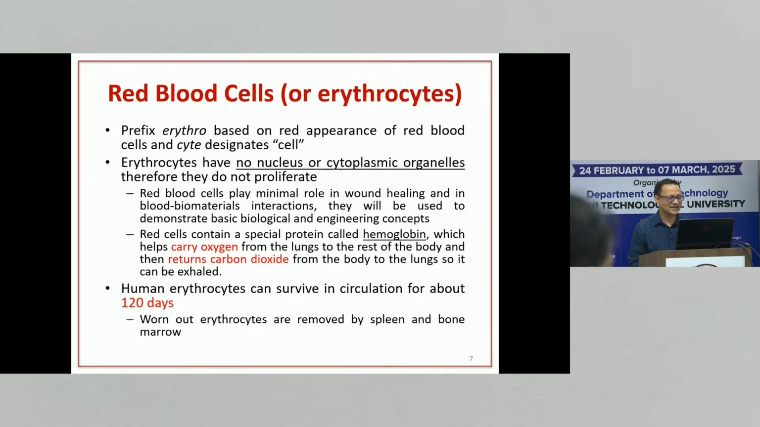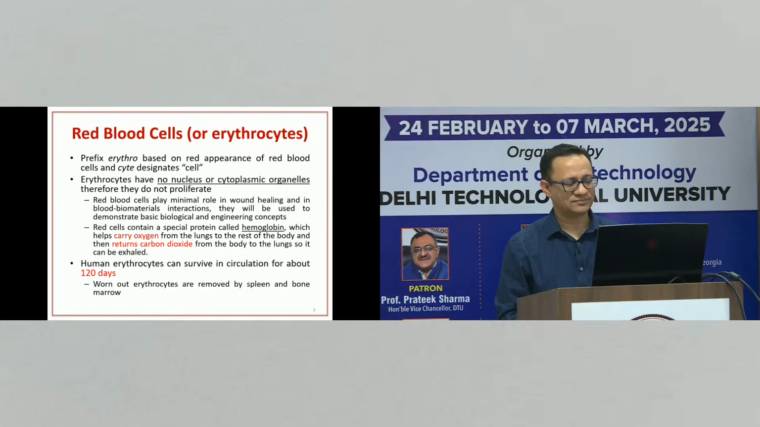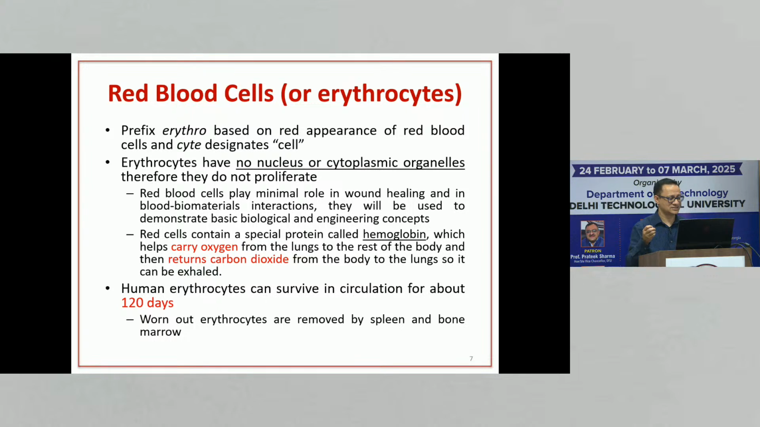Red cells contain hemoglobin, and that's for oxygen transfer and carbon dioxide removal from the body. That's red blood cells or erythrocytes. These erythrocytes can survive for approximately 120 days, and then they are removed by the spleen and bone marrow and get cleaned from the body.